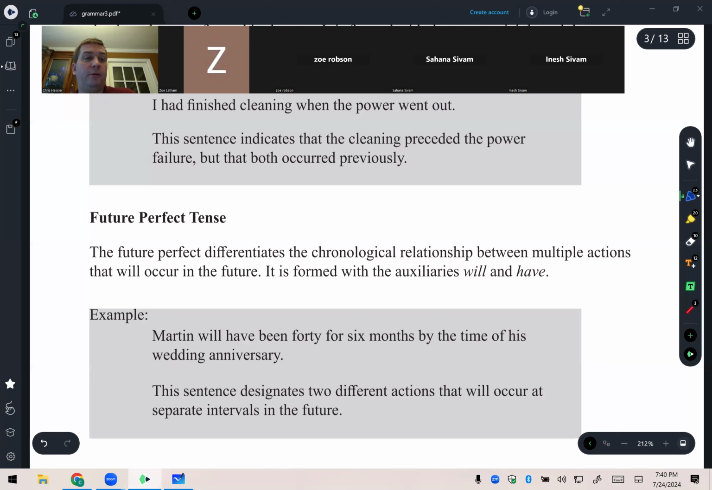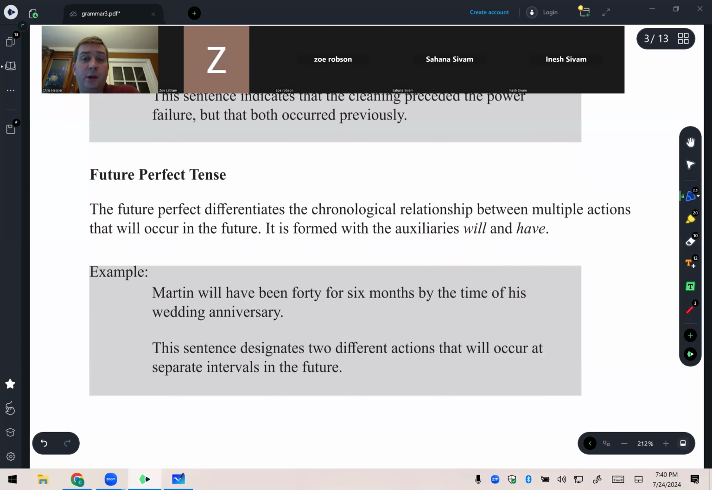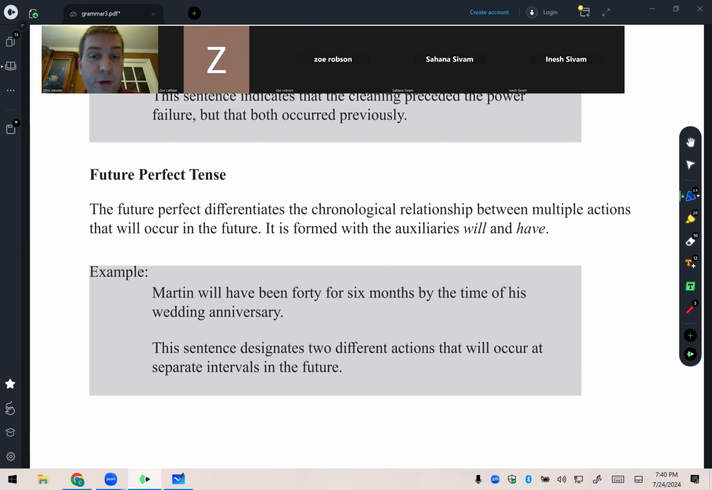And the future perfect is similar. So I could differentiate between multiple events that will occur in the future, so I can tell which thing will happen first. And we use the helping verbs will and have to form the future perfect. So here is an example of the future perfect tense. Martin will have been 40 for 6 months by the time of his wedding anniversary.